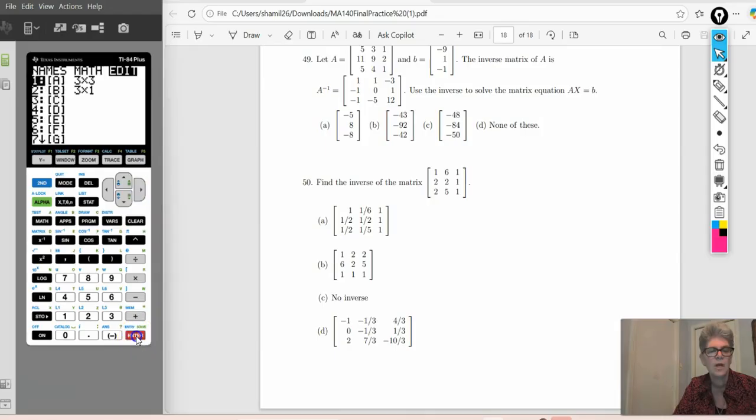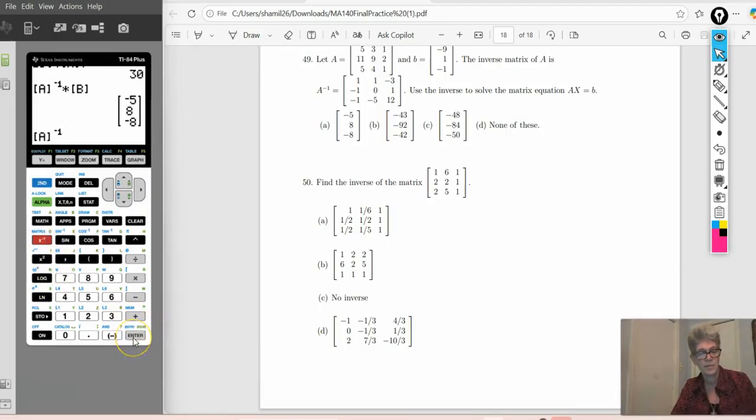So let's get into the matrix menu. Go over to the editor. I'm going to call it A. It's a 3 by 3. So 1, 6, 1, 2, 2, 1, and 2, 5, 1. Okay, and I'm going to get out. Well, let me just double check I did it. Okay, get out, second mode, get back in, then under names I'm going to choose A, and then I'm going to do X inverse, and then I'm going to press enter.